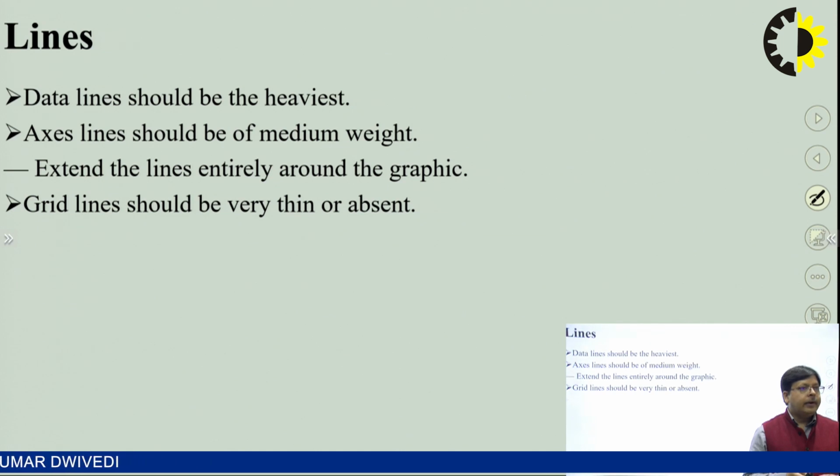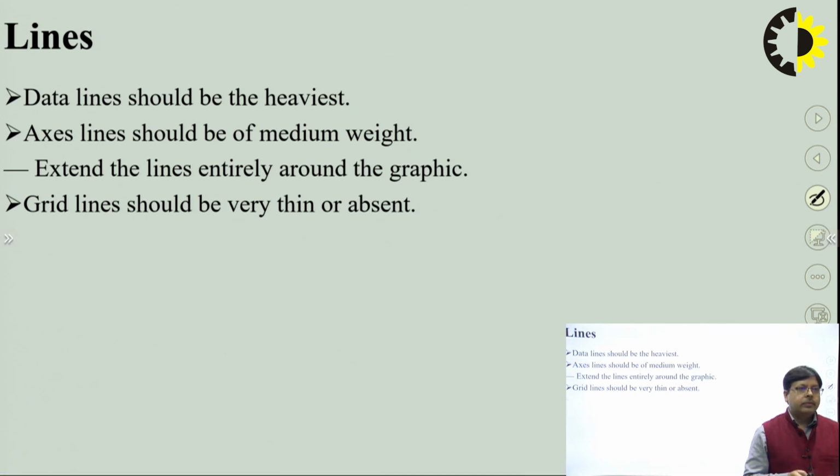Lines, data lines should be heaviest. These are the common protocols when using statistical graphics. Axis lines should be of medium weight and extend entirely around the graphic. Grid lines should be very thin or absent. So grids should be used on demand, right?